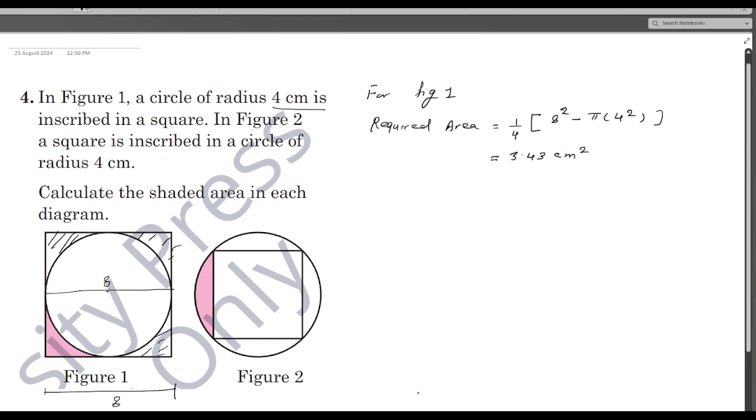So this is for figure 1. For figure 1, your area is 3.43.